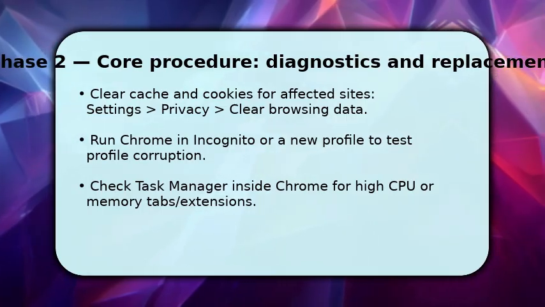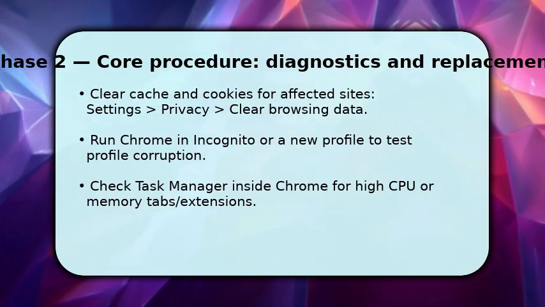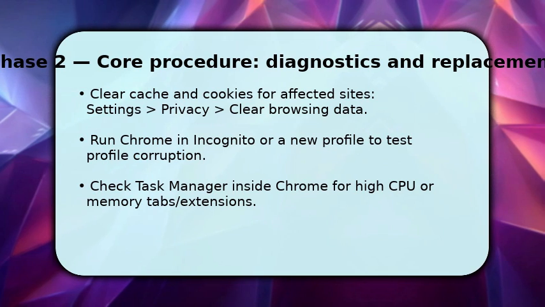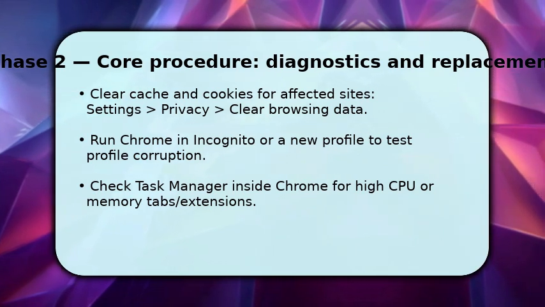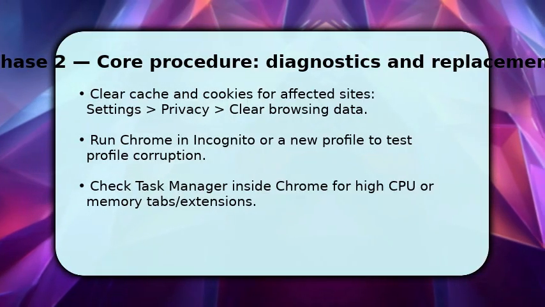Then open Chrome's internal task manager to spot tabs or extensions using excessive CPU or memory. End those tasks to restore responsiveness. If a particular site or extension reappears as the culprit, you'll know what to remove or update.